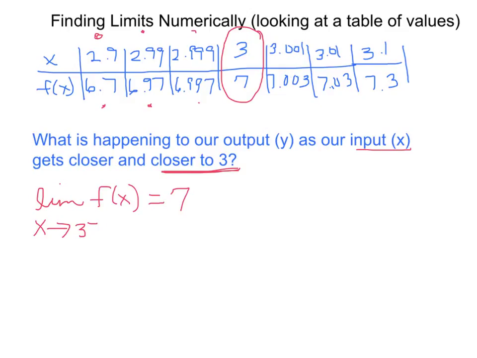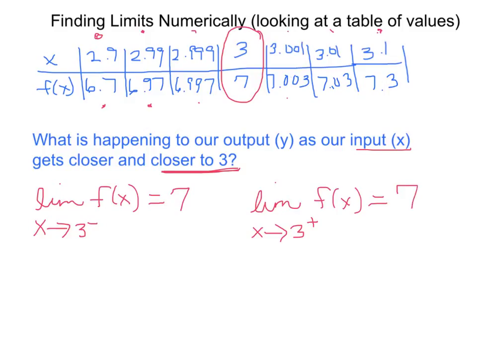I'm going to do the same thing on the other side. I'm going to ask what happens to my function as I approach 3 from the right-hand side. So now I'm going to start at 3.1, and at 3.1, my y value is 7.3. At 3.01, my y value is 7.03. At 3.001, and getting closer, closer, closer to 3, my y value is 7.003. So once again, it appears that my limit is approaching 7.